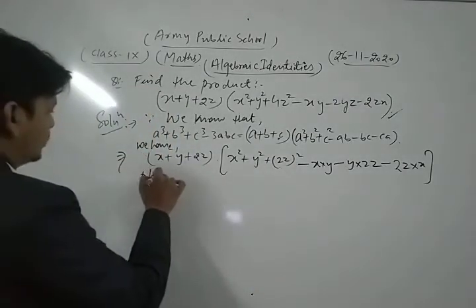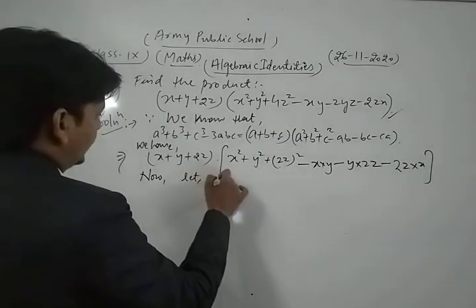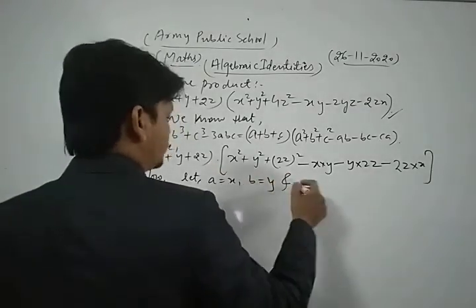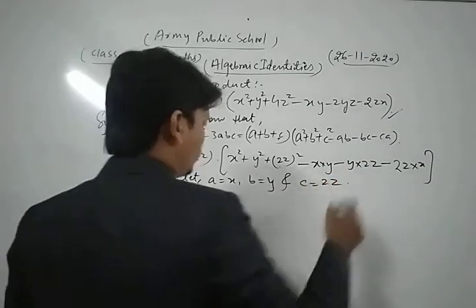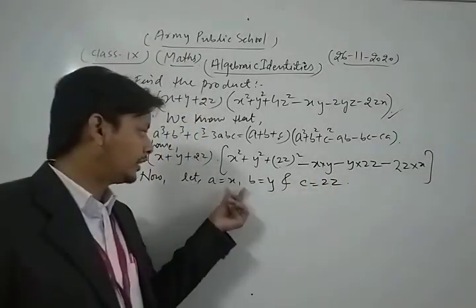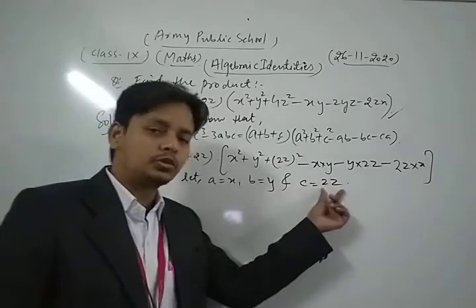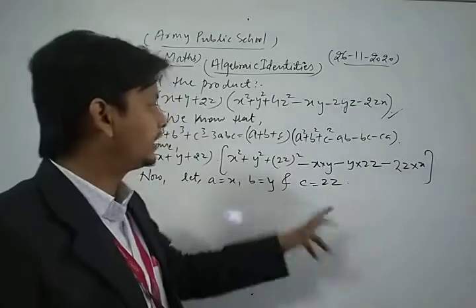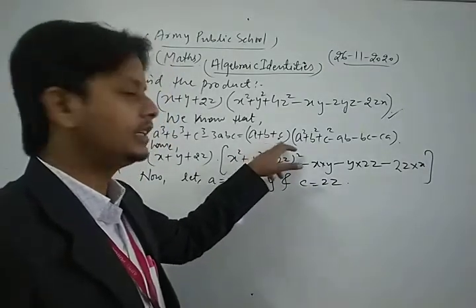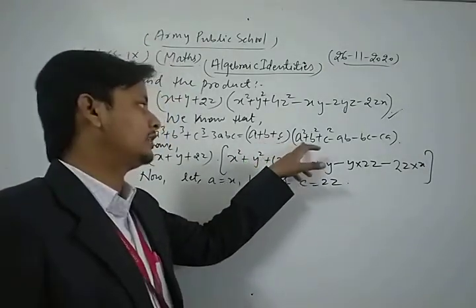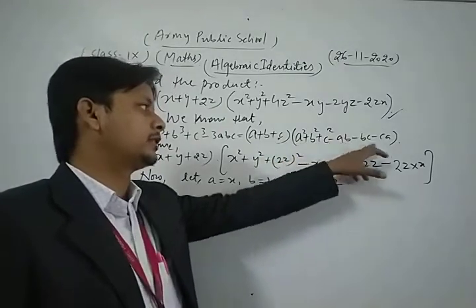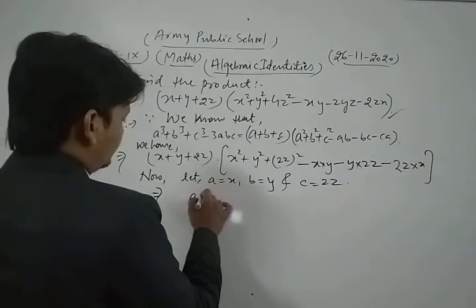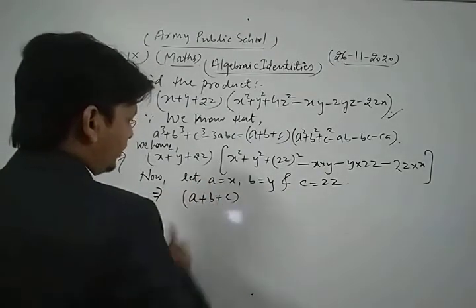Now here, let a be equal to x, b be equal to y, and c be equal to 2z. Then if we replace x, y, 2z by a, b, c, we get a plus b plus c in one bracket, and in another bracket a square plus b square plus c square minus ab minus bc minus ca. Let's see here. If we replace this, we get a plus b plus c in one bracket.